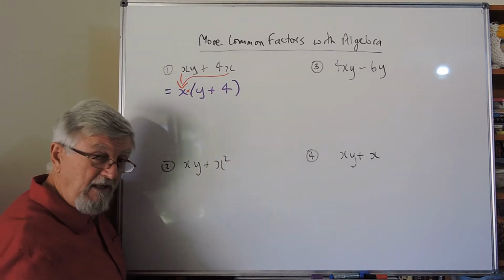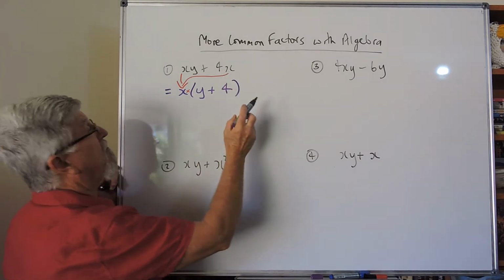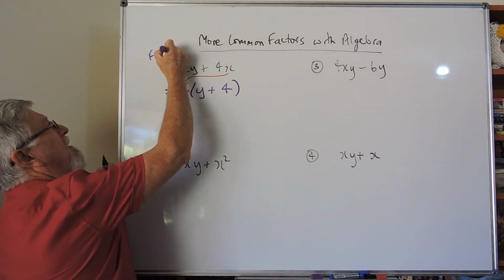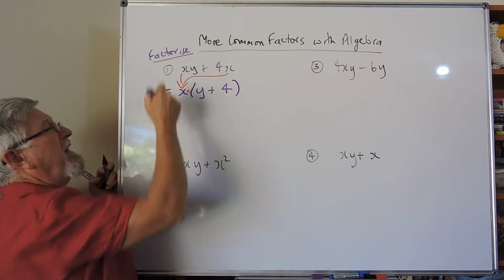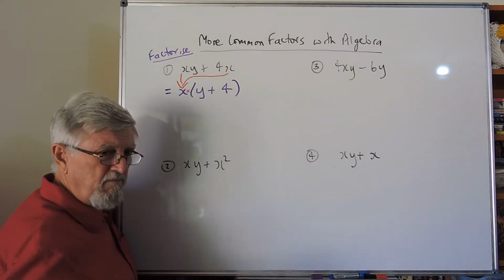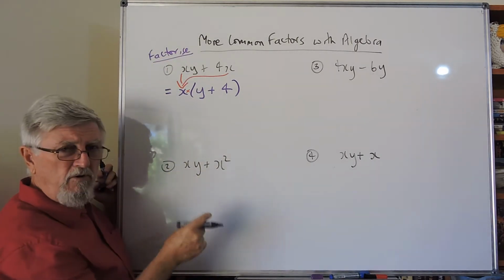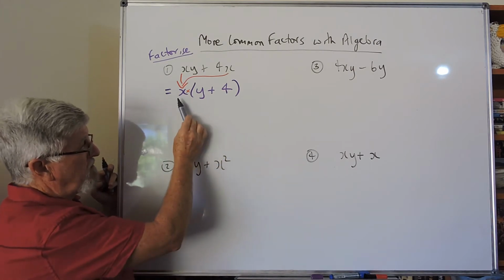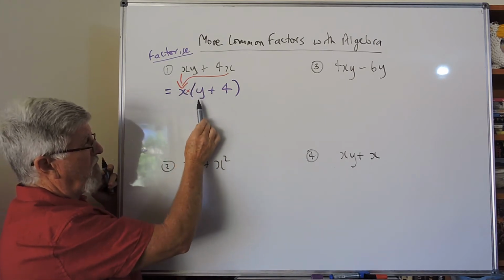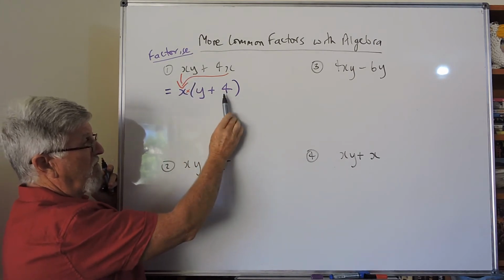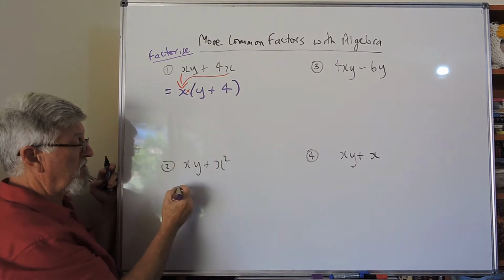So this is expanding the bracket. So factorise, if I set up here factorise, basically it means in most circumstances, the reverse of expanding the brackets. So if I expanded the brackets here, it's x times y is xy, x times 4 is 4x. Let's go through some more.